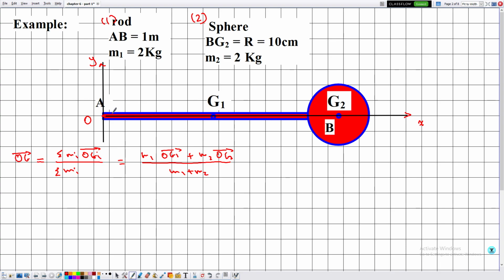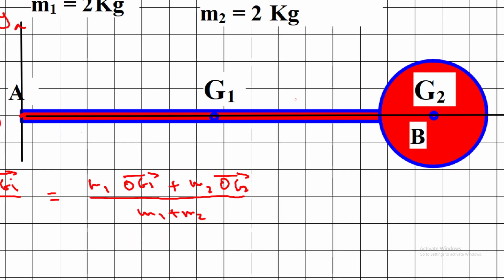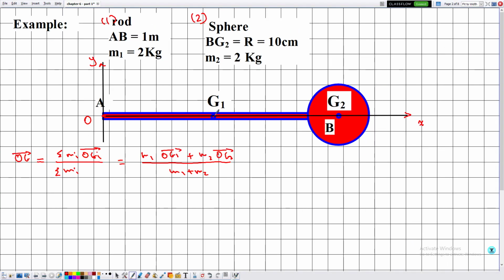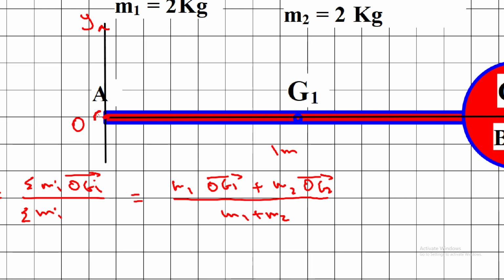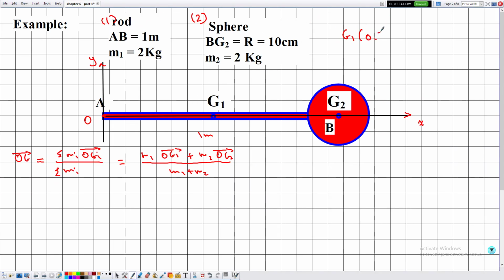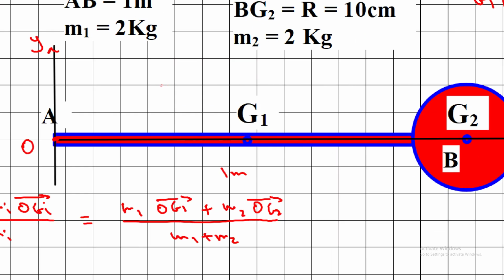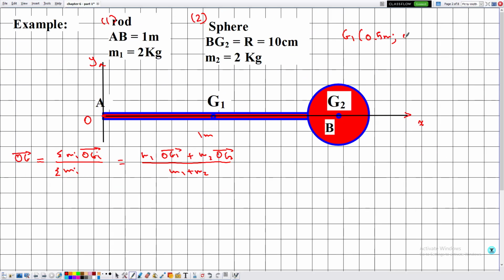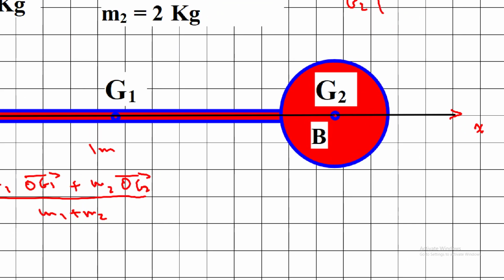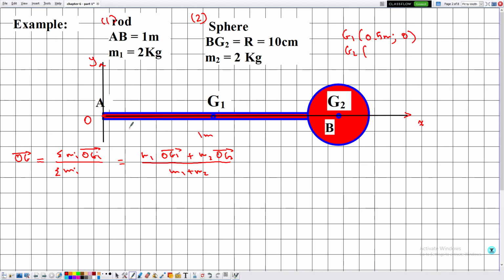G1 represents the center of gravity of the rod AB. So notice that because we are considering the rod to be homogeneous, its center of gravity will be the center of the rod. So if the length of the rod is 1 meter, then G1 measured with respect to the origin O is given by 0.5 meters. As for the y-axis, it doesn't have any ordinate, so it's 0. As for the point G2, let's suppose G2 coincides with B, since AB is equal to 1 meter, so this is given by 1 meter.